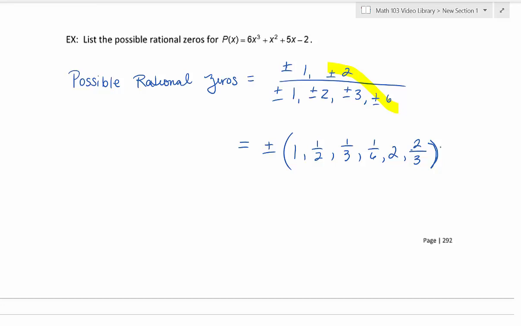Notice that there are 12 numbers on the list. Our Zeroes theorem tells us there can be no more than 3 zeros for this polynomial. So definitely, not every number on the list is going to work.